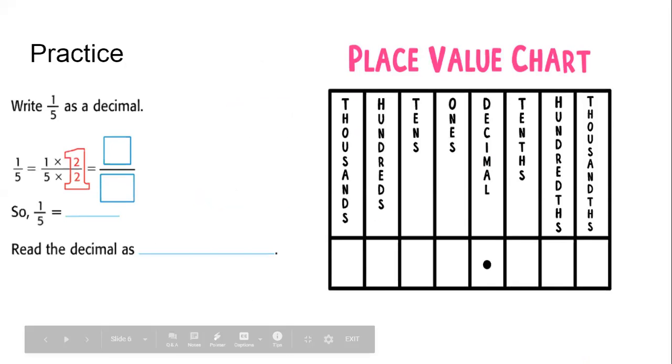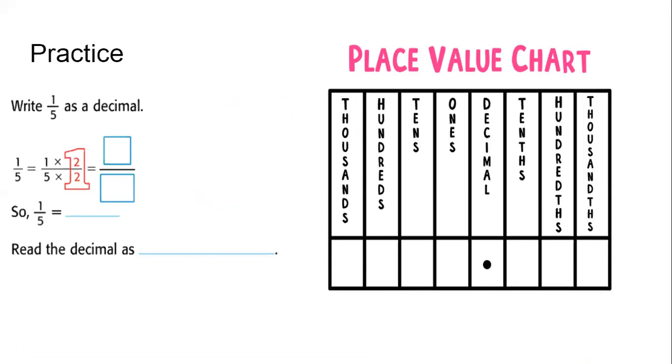Let's try another example. So we want to write 1/5 as a decimal. Now, 5 is a powerful number when we're dealing with powers of 10. We can make this equal something over 10. We can make it equal something over 100. We can make it equal something over 1,000. Okay? But for this example, we're going to make it equal something over 10. And so we're looking to put the decimal value right here in the tenths place, okay? We want it to equal something over 10.